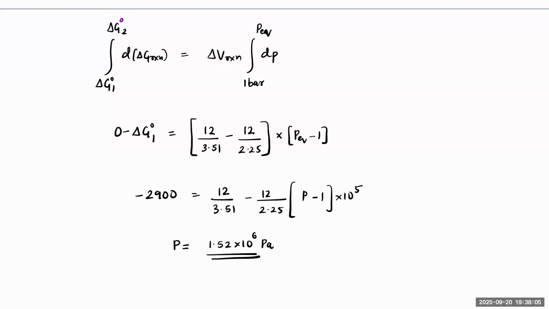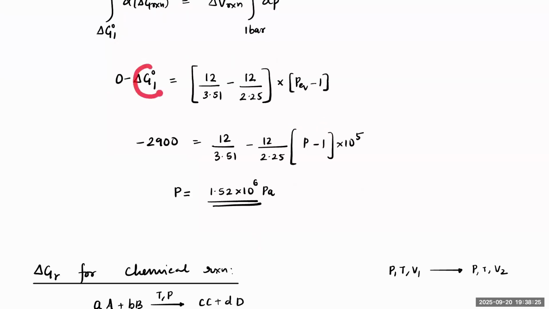Delta V can be written as the mass of 1 mole, 1 mole of carbon is 12, divided by its density. So this is diamond, minus this is graphite, 12 by this. This is the volume of diamond, this is the volume of graphite, into equilibrium pressure minus 1. Here the value was already given, minus 2900, and 12 by 3.51 minus 12 by 2.51, into P minus 1. And P minus 1 is in bar unit.